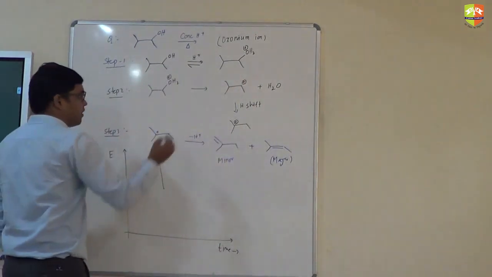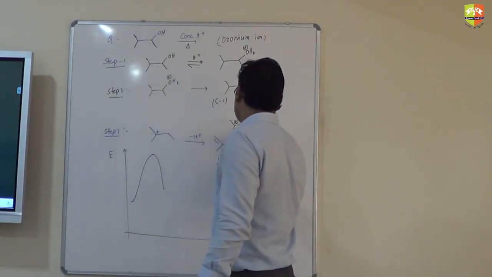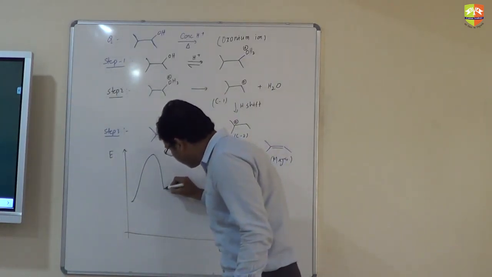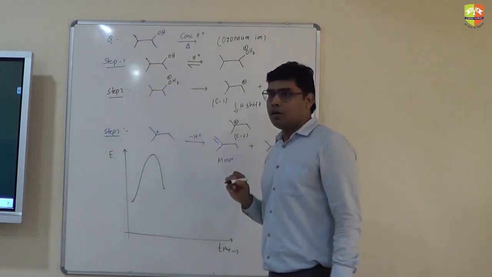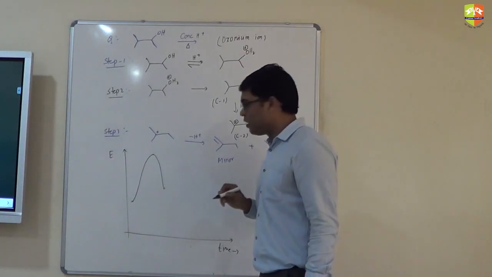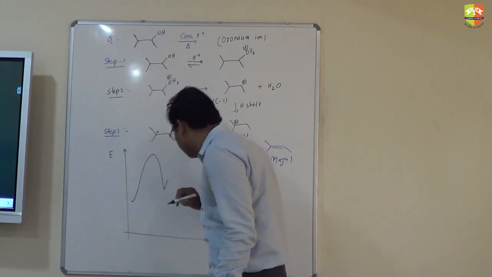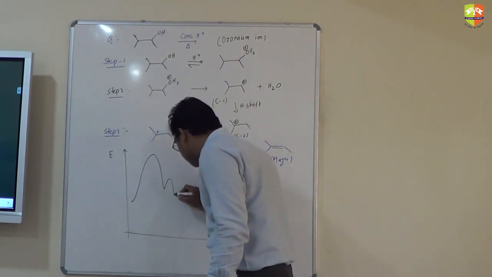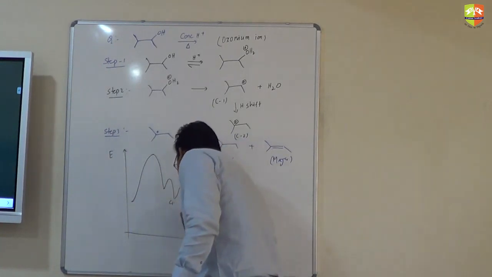And then in this oxonium ion, we'll get carbocation 1 and carbocation 2. This will go up, then it'll come down again, even more down, and then again it goes up and comes down. This is C1 and this is C2.